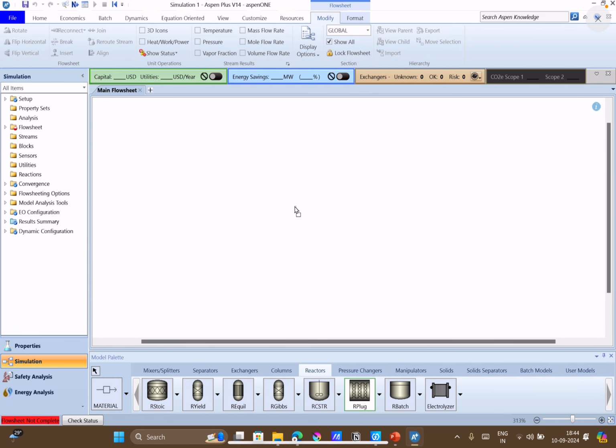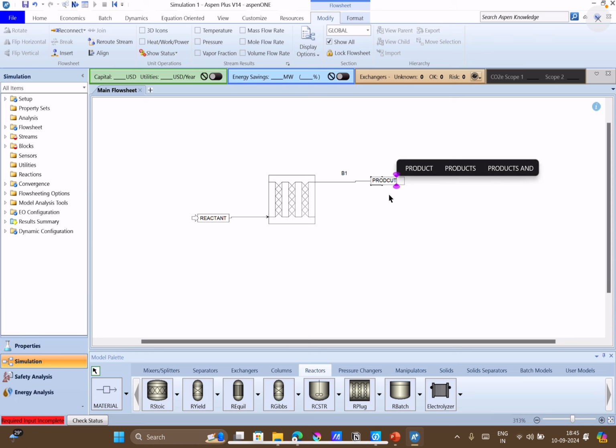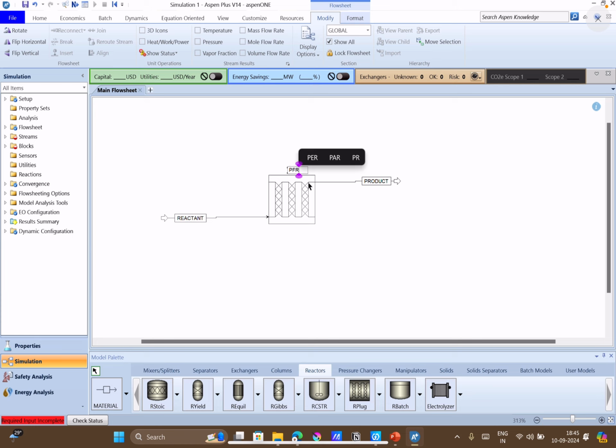We have to simulate a plug flow reactor. Connect the reactant and product streams. Let's rename them. So this S1 we have as reactant and then S2 will be our product. And this is our PFR reactor. Go next.